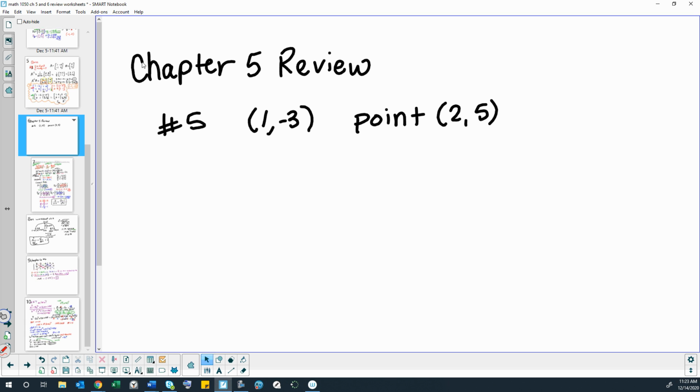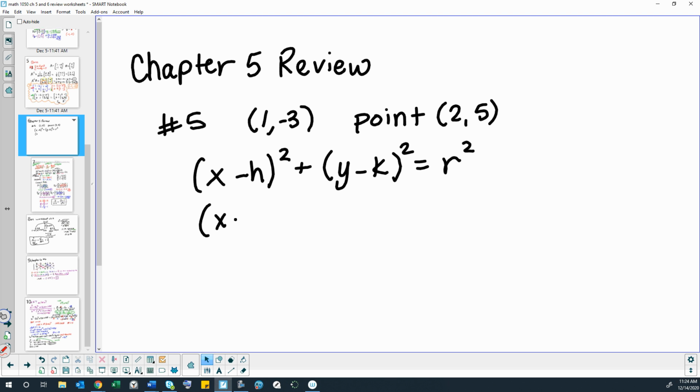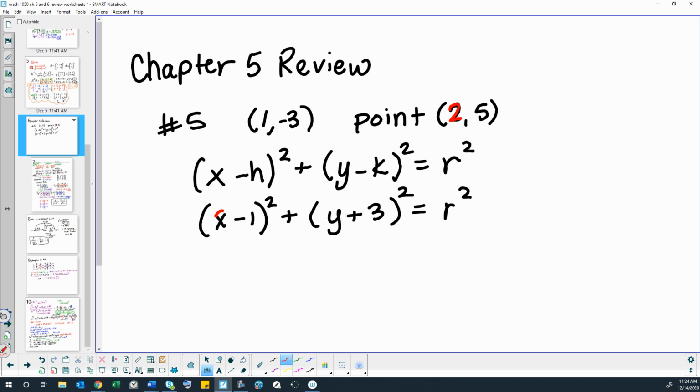Okay, so for our circle, we have (x minus h) squared plus (y minus k) squared equals r squared. So let's plug in what we know. So we know x minus 1, and we know y minus k, so minus a -3 is a positive 3. And we don't know r. So to find r, we're actually going to plug in our point, 2 here for x, and we're going to plug in 5 here for y.